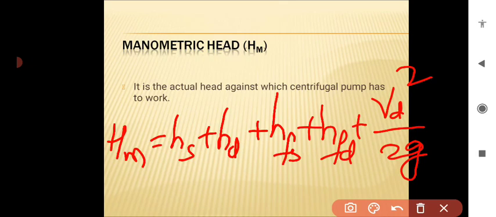Where hs is the suction head and hd is the delivery head. hfs is the loss of head due to friction in the suction pipe, and hfd is the loss of head due to friction in the delivery pipe. Vd is the velocity of water in the delivery pipe. This is another form of the manometric head.